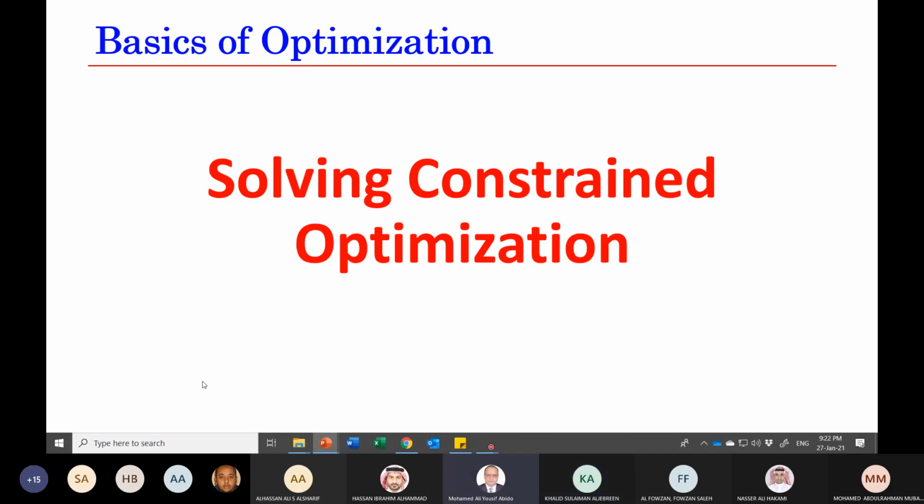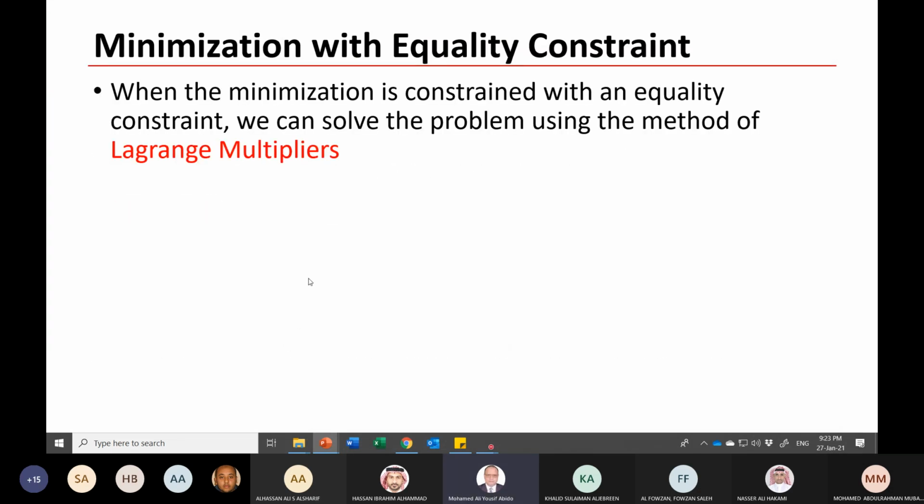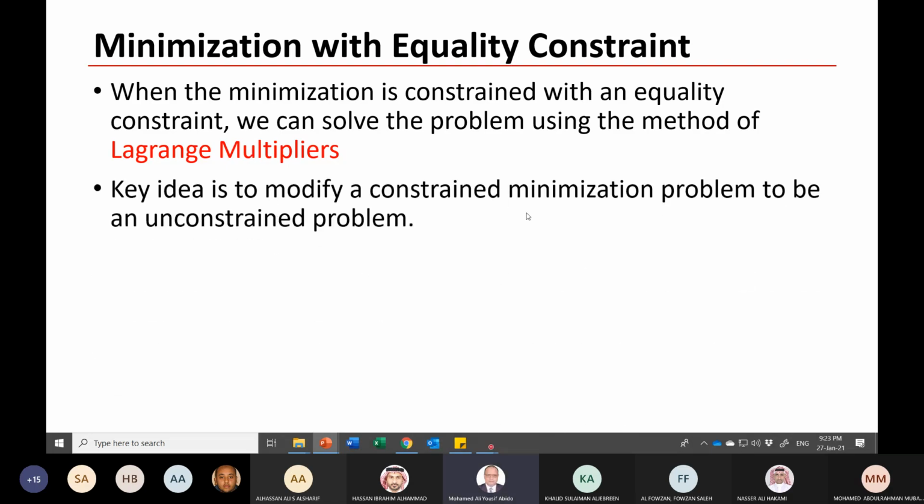So now, let us solve a constrained optimization problem. If we have a constrained optimization problem, with equality constraints or inequality constraints, in this case we will use what we call the Lagrange multipliers in order to convert the constrained problem to an unconstrained problem. How to do this? The key idea is to modify the constrained minimization problem to be an unconstrained problem.